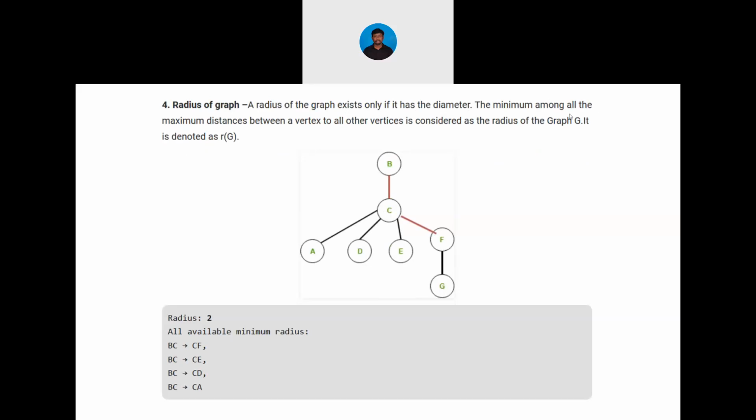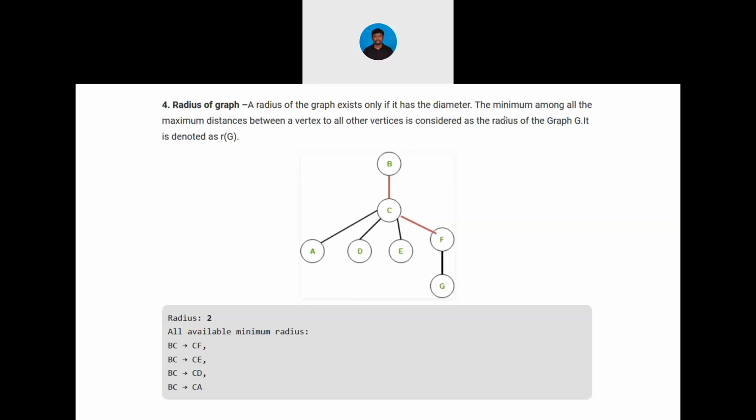graph also. So the minimum among all the maximum distances between a vertex to all other vertices is considered as the radius of the graph, right? Here the radius of the particular graph is given as 2. All the available minimum radius paths are BC to CF, BC to CE, BC to CD, right? BC to CA. For a particular path, for example, BC to CF to FG, the distance is actually 3. But for this particular graph, the minimum distance to reach a pair of vertices is 2 here, and hence the radius of the graph is 2.